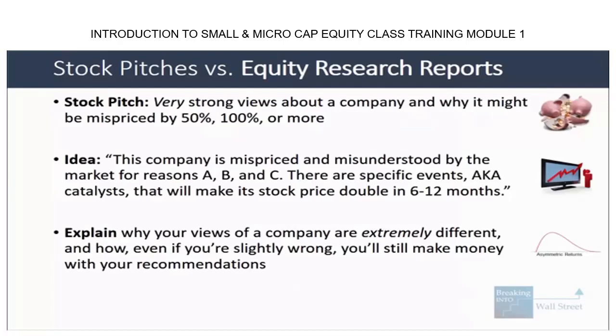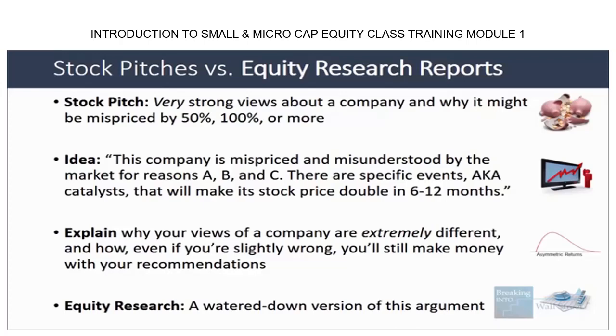The idea is to explain why your views of the company are extremely different from what the consensus thinks about the company, and how even if you're slightly wrong, you can still make money with your recommendations. So you're trying to give them a picture of asymmetric returns and point out that if you're right, there might be 100% or 50% upside. But if you're wrong, maybe there is only 50% or 20% downside or something like that.